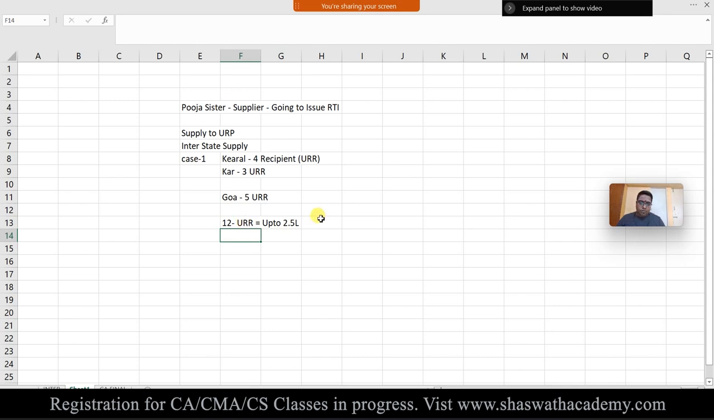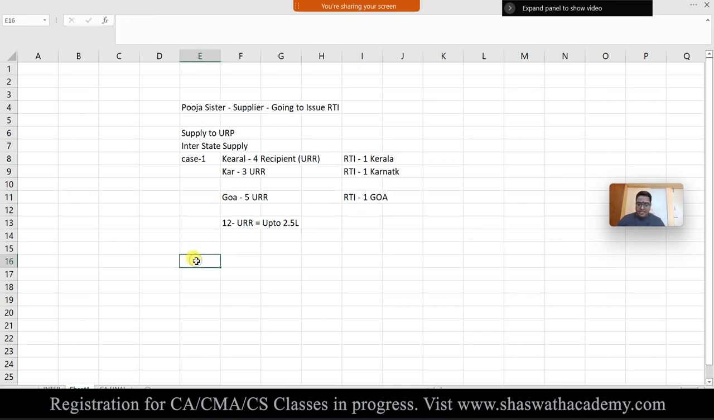What does the sister have to do? Sir, I have to issue a revised tax invoice, one for Kerala, one for Karnataka, and one for Goa. That's it. So state-wise, I have to issue a revised tax invoice.